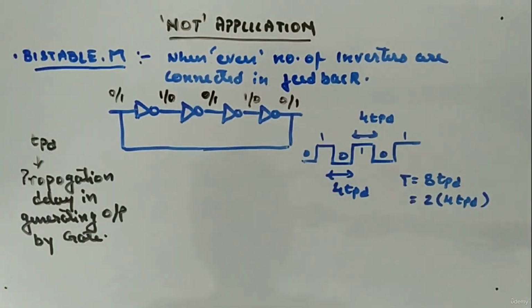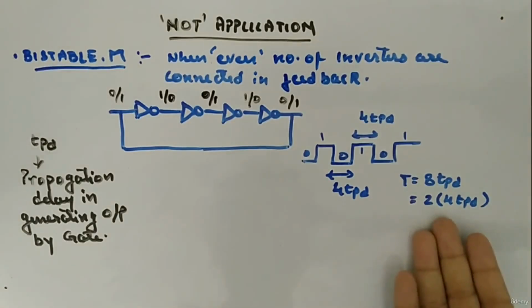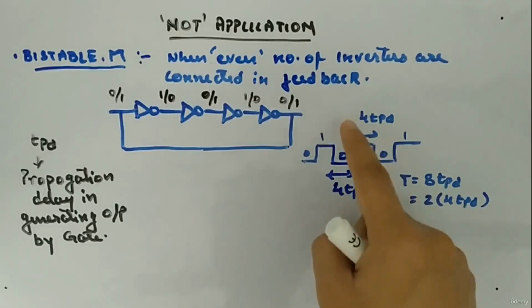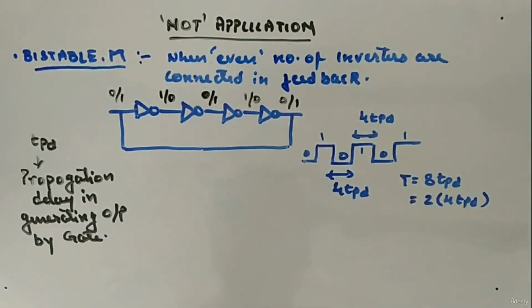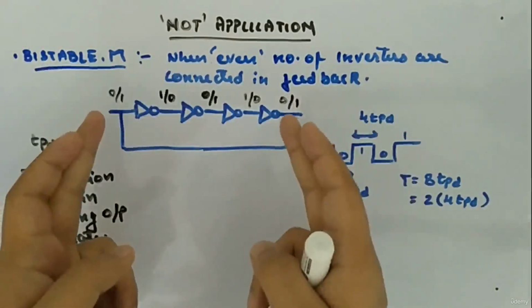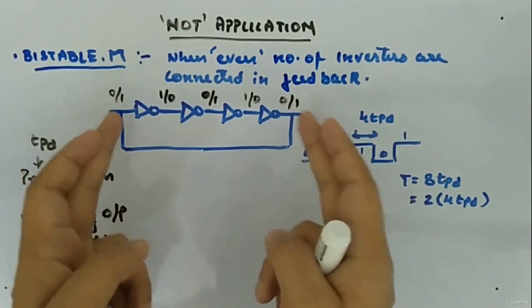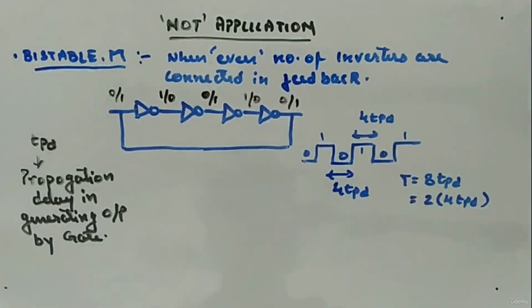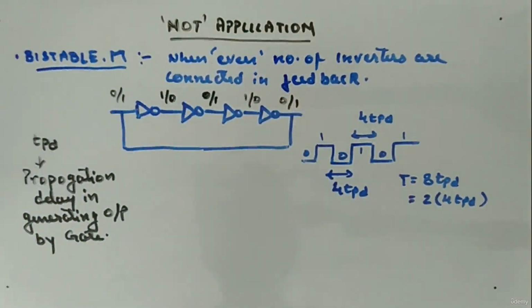Now it is not fixed that you always have to use 4 NOT gates. You can even use 8, 6, or 2, depending on the requirement, what kind of time period you want. I hope you are able to visualize that both the states are stable until and unless you provide feedback. A 0 input will give you 0 output, and a 1 input will give you 1 output. They are the same, they are not changing state. So this is how you can generate a bistable multivibrator from NOT gate application.